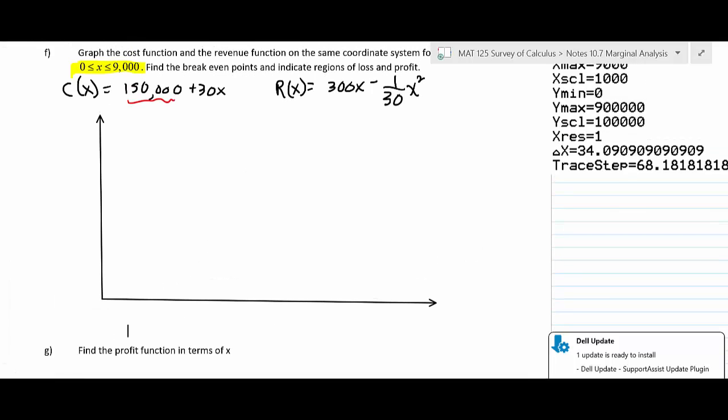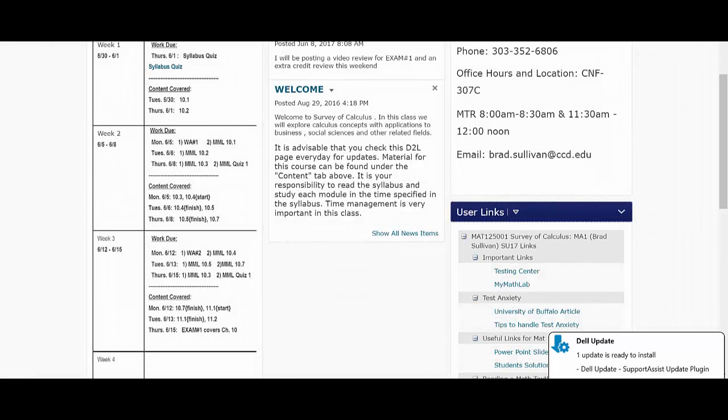Okay. OneNote is screwing up. Let me reboot it real quick. It does that every now and then.